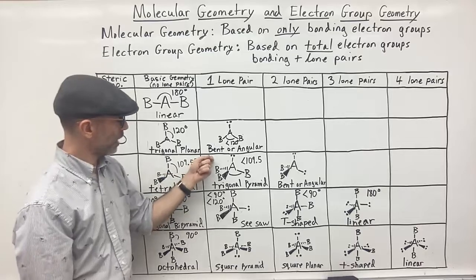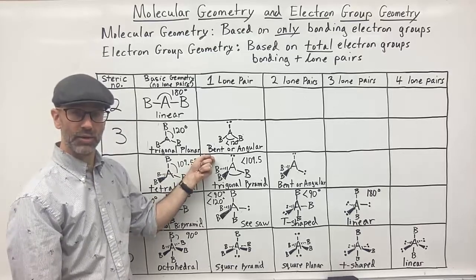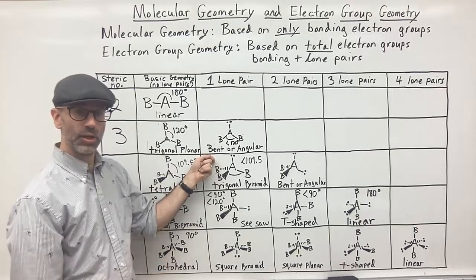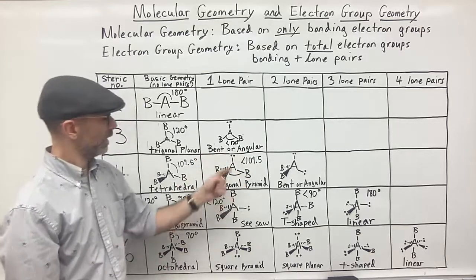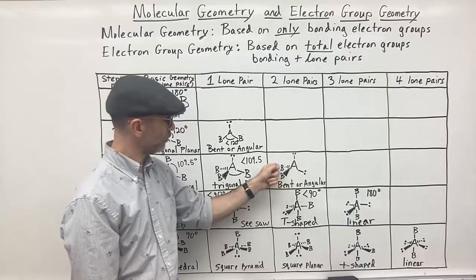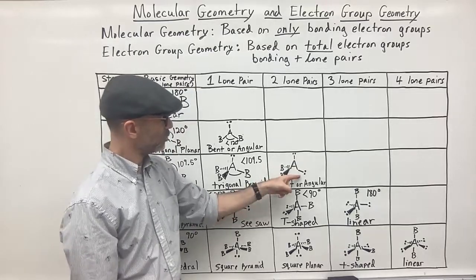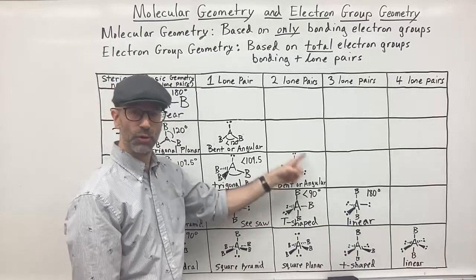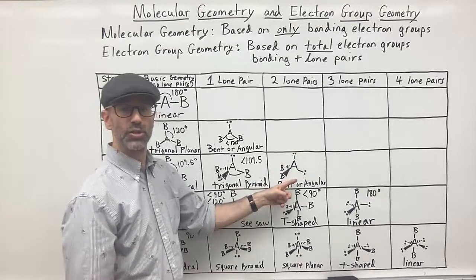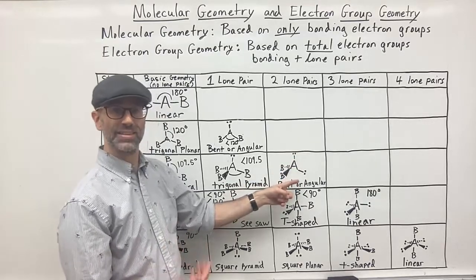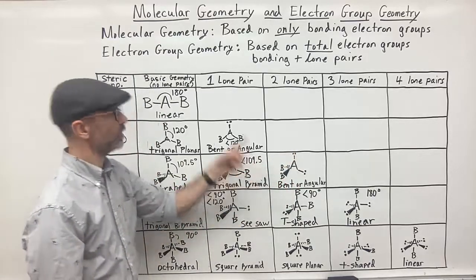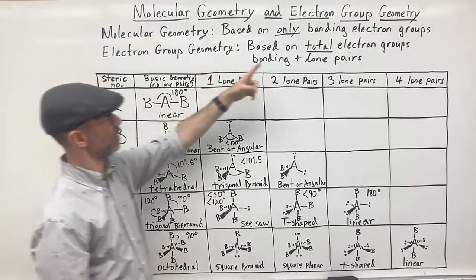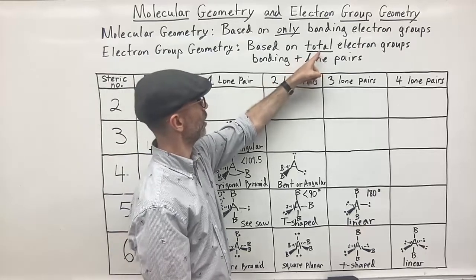The electron group geometry of this one that has 3 bonded atoms and 1 lone pair is still tetrahedral because it's based on the total electron groups. This molecule here has 2 bonded atoms and 2 lone pairs, so that's a total of 4 electron groups. So the electron group geometry is still tetrahedral. So all of these have electron group geometry of tetrahedral because it's based on the total electron groups.